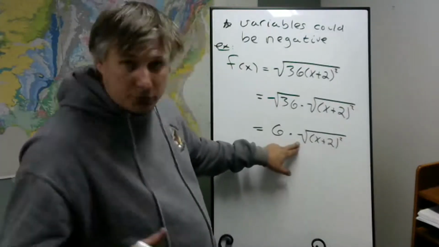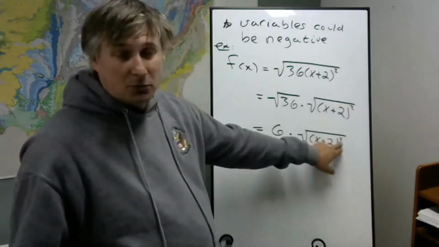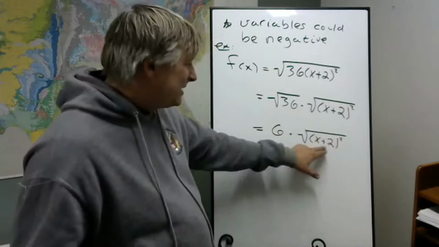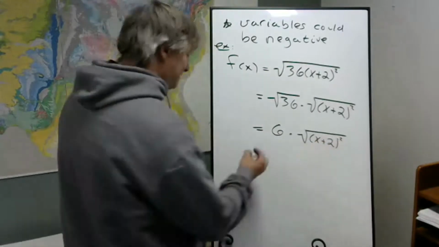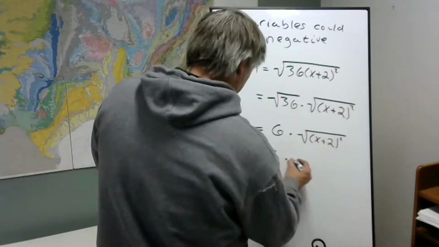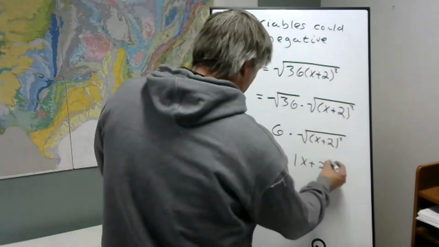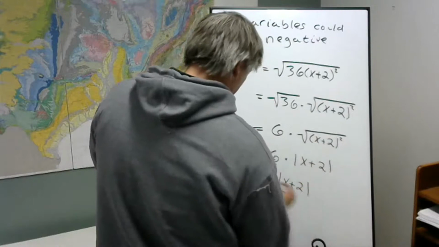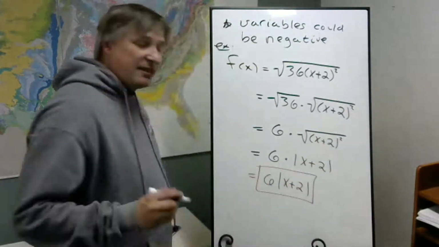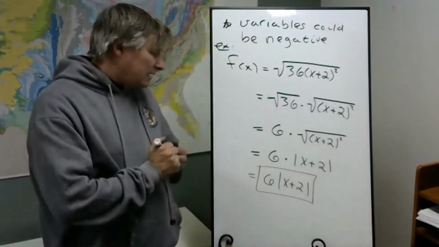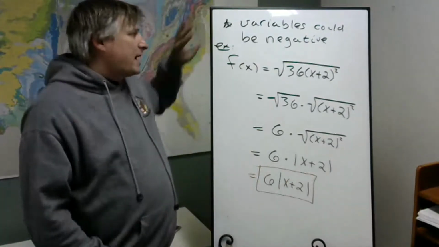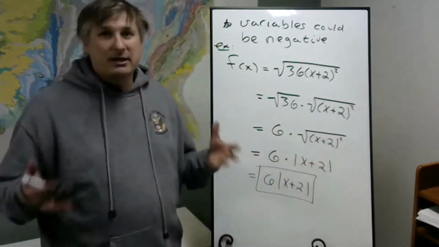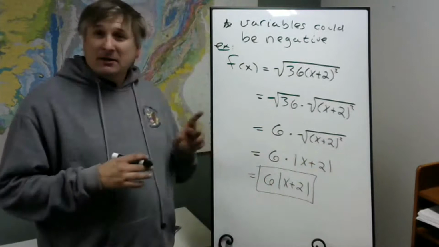Now for this one, the square root, or the root 2 of something being squared. So this means if we assume that this could be negative in here, we've got to take the absolute value. And that's going to be our answer. Now, if we weren't allowing for the fact that variables could be negative, the absolute values would go away. We have 6 times the quantity x plus 2. But not in this case.